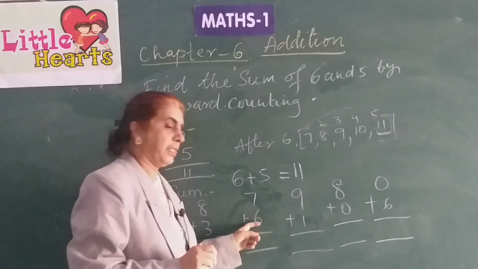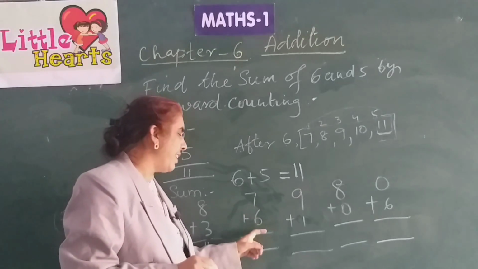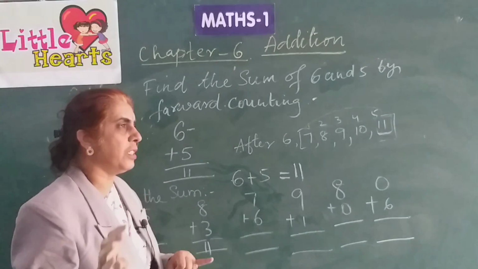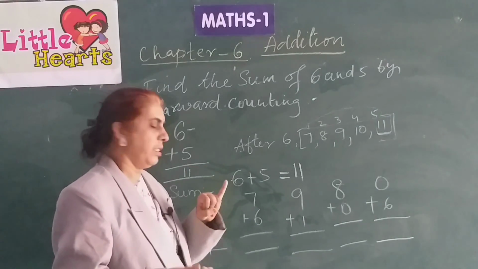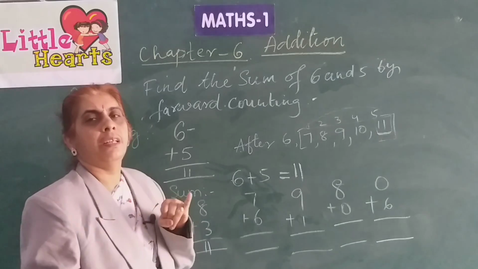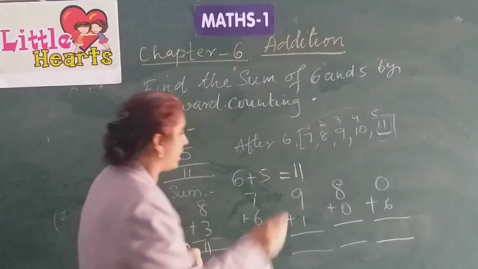7 plus 6. The first number is 7. You are going to add 6 to 7. So count 6 numbers after 7. 8, 9, 10, 11, 12, 13. 13 is the sum of 7 and 6.